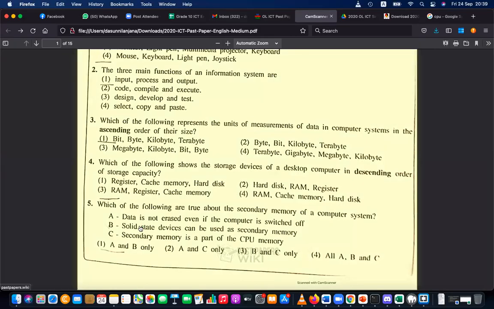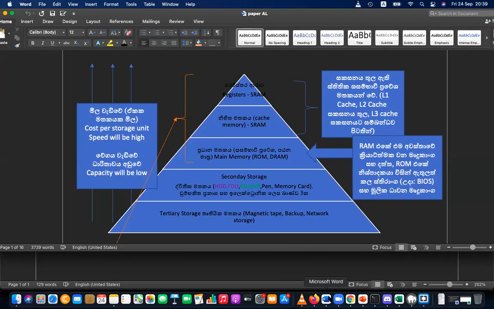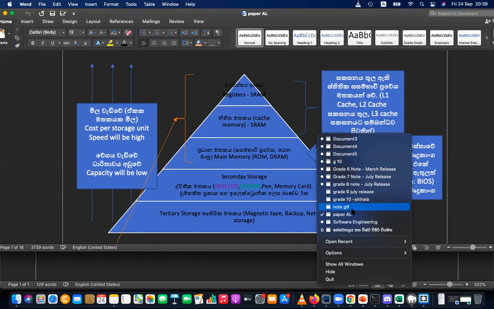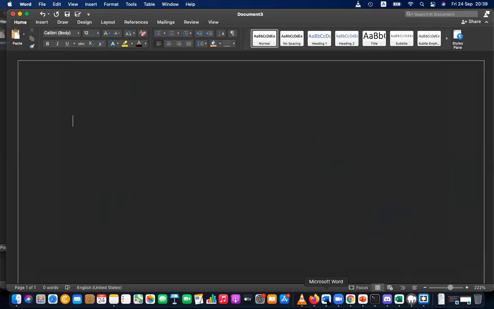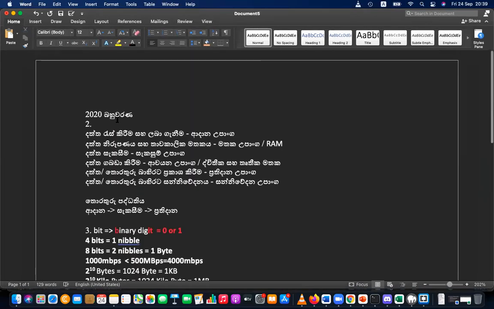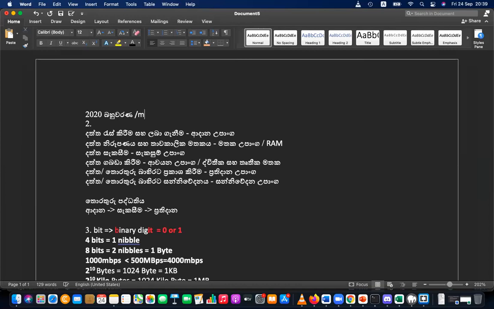Okay, question number two: the three main functions of an information system. Too easy. An information system will take inputs, process them, and produce output. That is number one. But in addition to these, you should know a little bit about information systems. So let me explain. Let's go to the document. Information system is basically created for the following functions.